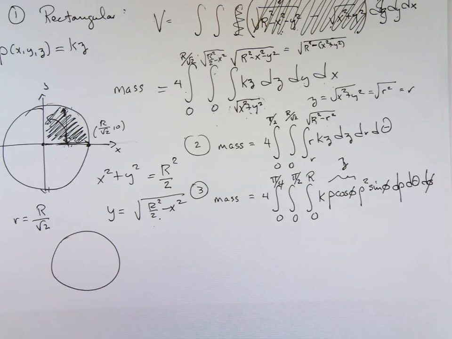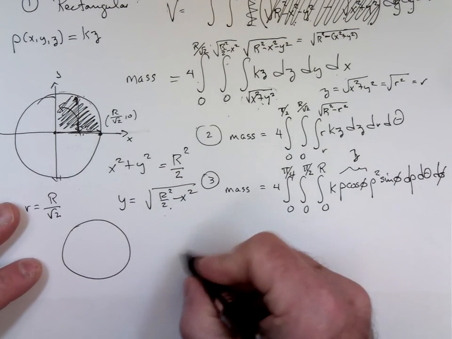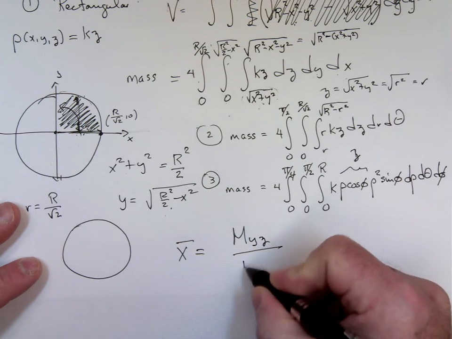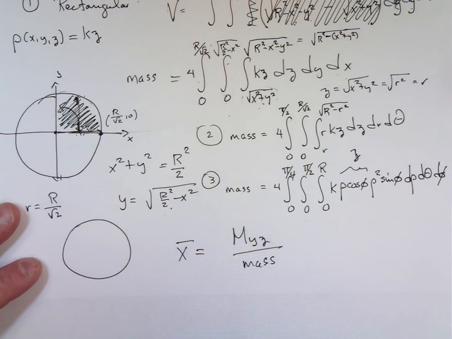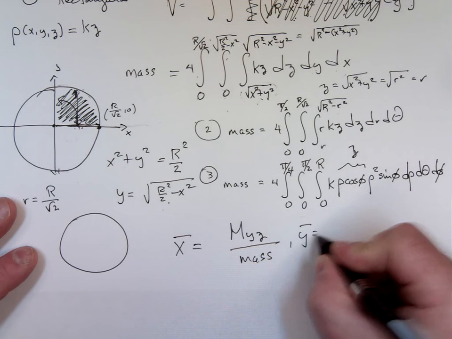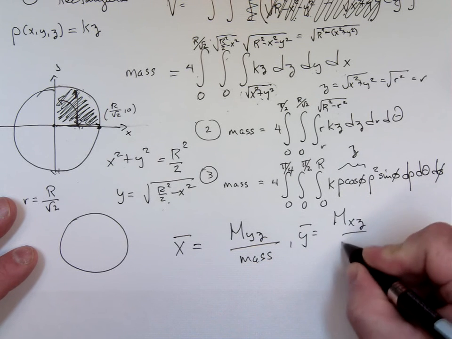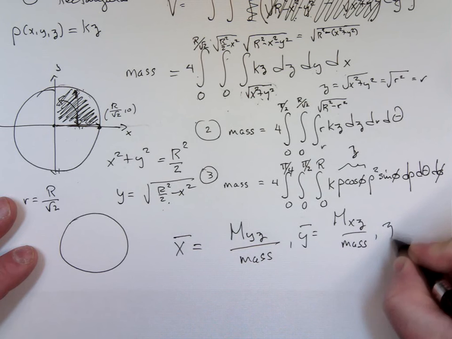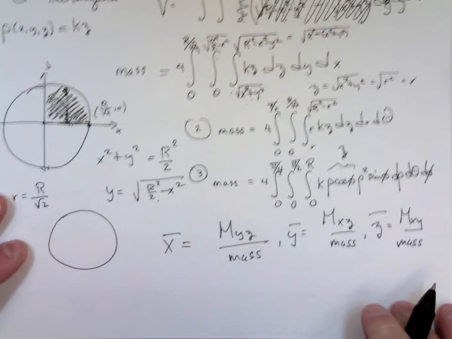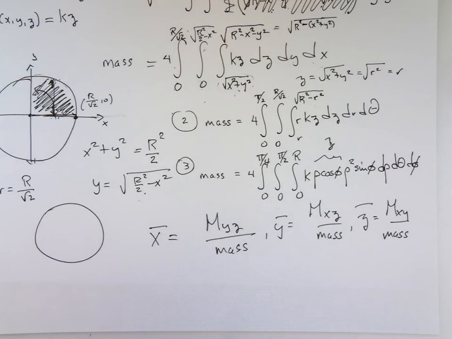What actually is X bar? X bar would be the moment from the YZ plane divided by the mass. That's the answer I'm looking for if it's X bar. Y bar would be the moment from the XZ plane over the mass. These are the X, Y, and Z coordinates of your center of mass. That's what X bar, Y bar, and Z bar are. I'll ask you one of those, and this is all you have to know.